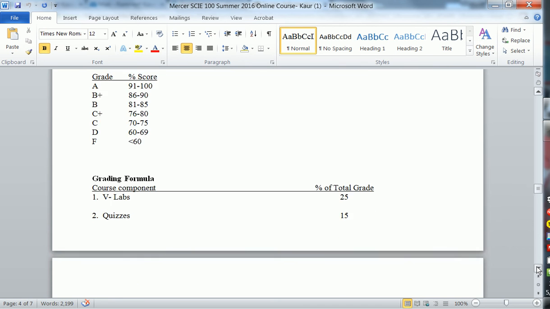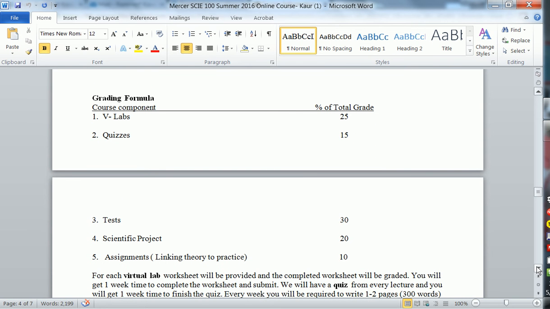Now this is the grading formula. In this course, you will be doing the virtual labs, quizzes, tests, scientific project, and a lot of assignments. All the virtual labs you will be doing, and then you are going to work on the worksheet. You're going to answer the worksheets, and those worksheets you are going to submit in the lab Dropbox, and all your virtual labs are going to make 25% of the total grade.